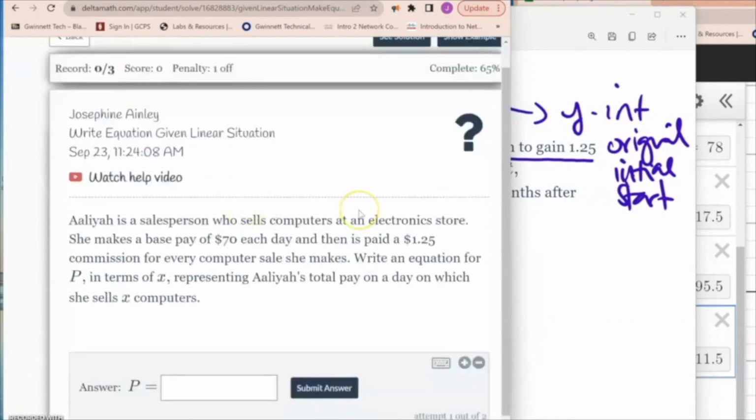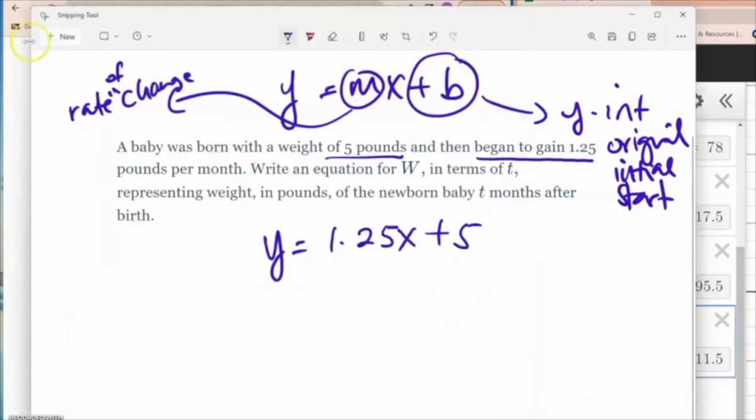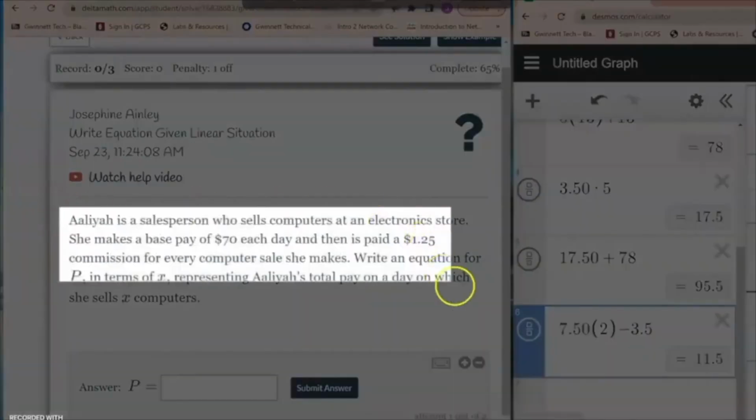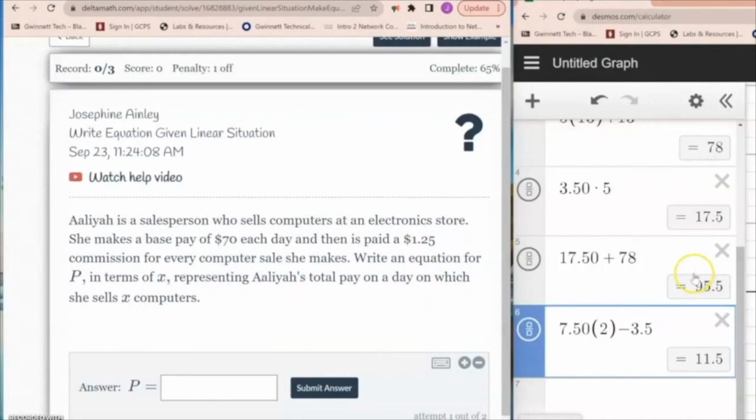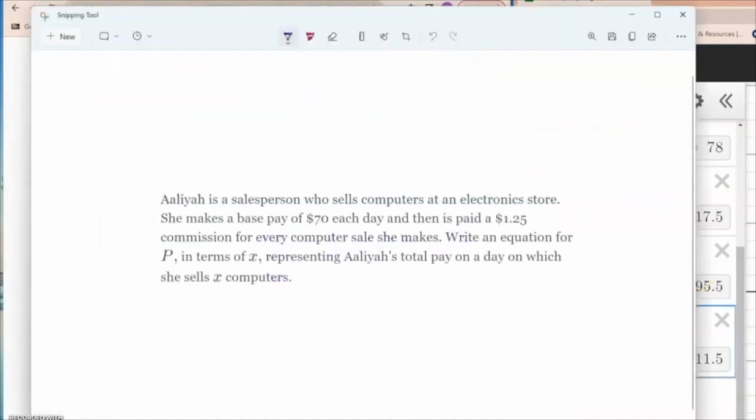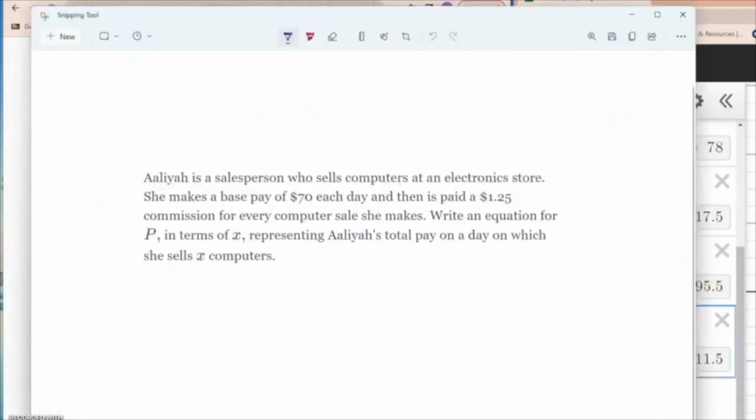Let me see if this is one that you'll do. Yes, this is another question, kind of like what you're going to be getting. So I'll go ahead and go over this one too. All right, so Aliyah, salesperson. So again, remember you're doing y equals mx plus b. And you just need to find where's my initial, how is it changing? That's all you need. So find your first number.